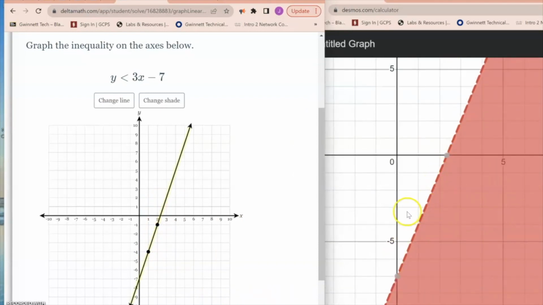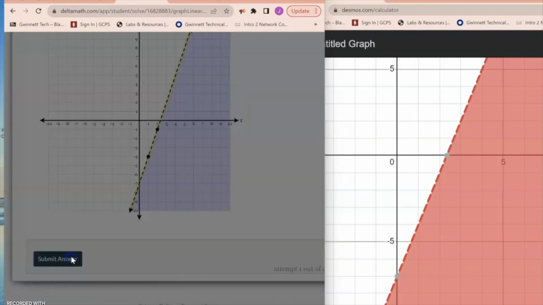Now notice it is a dotted line because there's no equal sign, so change it. And then it's small, so the small numbers for y are down here. So you just change the shade because it needs to look like what you have.